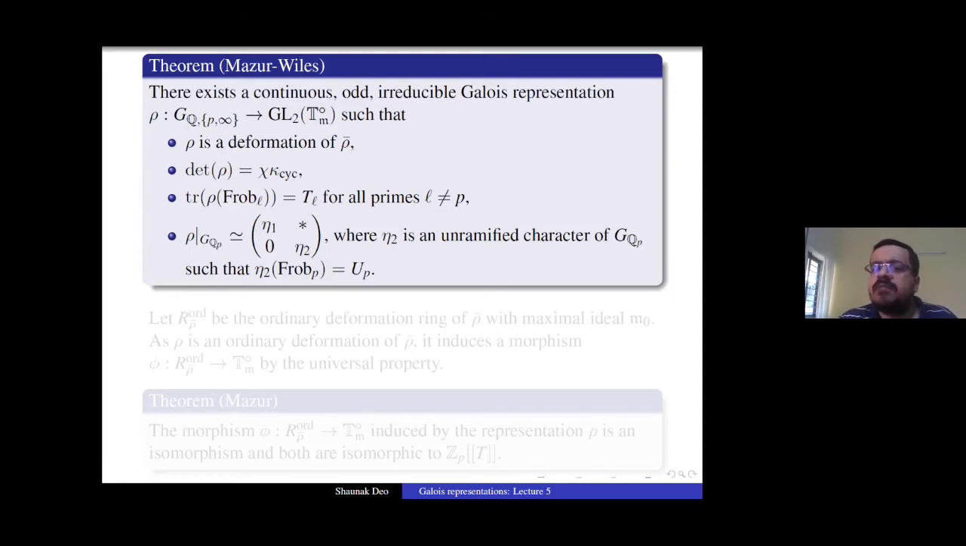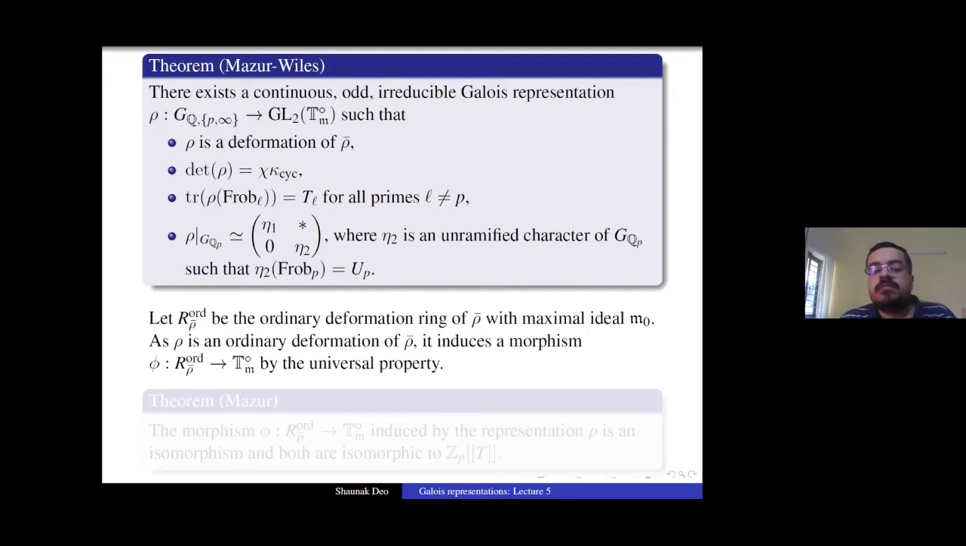This is similar to the theorems of Hida and Wiles that we had recalled in our second lecture, where we got a representation over the total fraction field. Or when we fixed a prime and we went to the fraction field of TM modulo that prime, and we had a representation. But here we actually get a representation over the ring itself, which is crucial. So this theorem sort of tells us that this is the right Hecke algebra that we have been looking for. And let R rho bar ordinary be the ordinary deformation ring of rho bar with maximal ideal M naught. So because rho bar is ordinary, we can talk about the ordinary deformation ring. And because we have constructed an ordinary deformation rho of rho bar taking values in TM circ, this deformation will give us a morphism phi from R rho bar ordinary to TM circ.